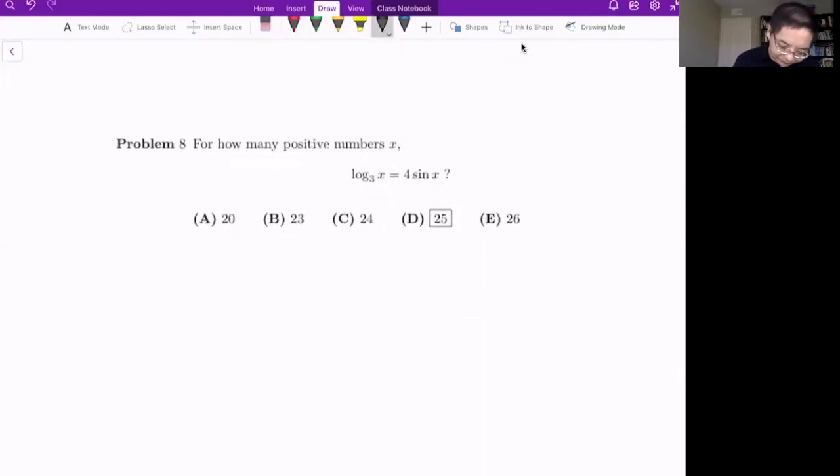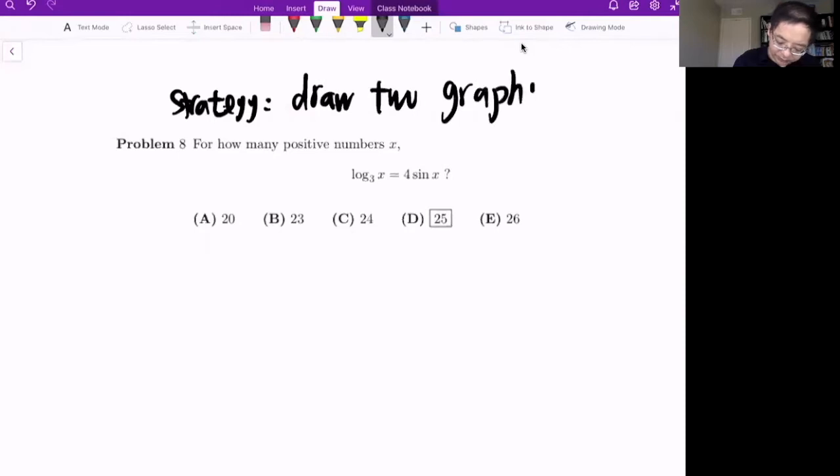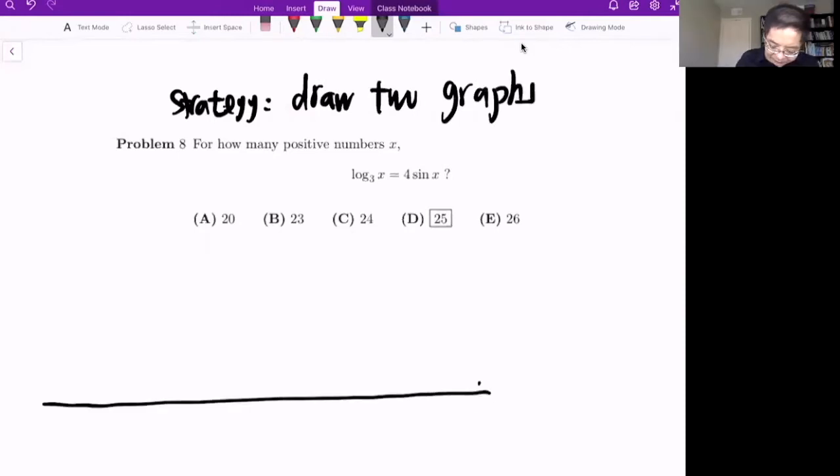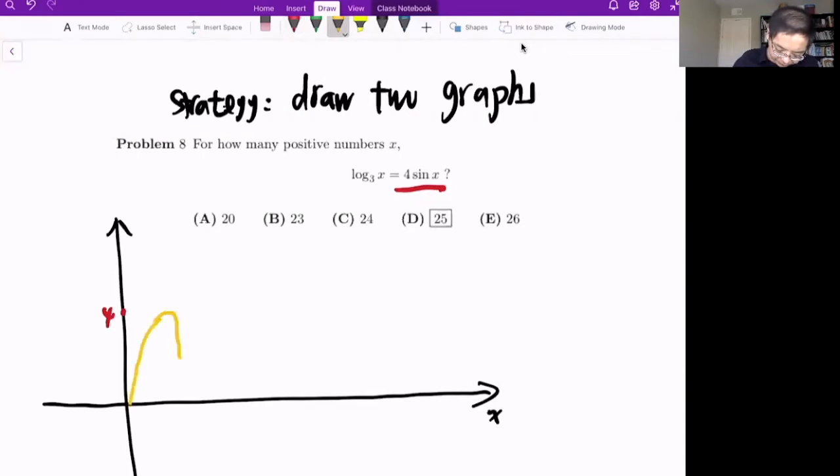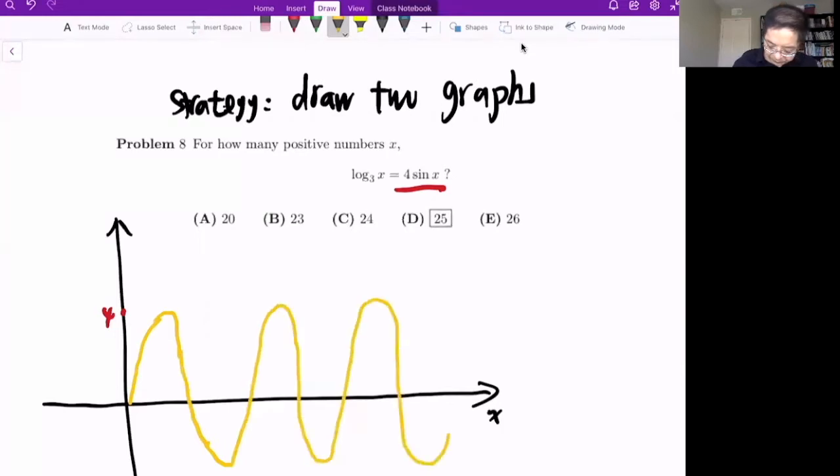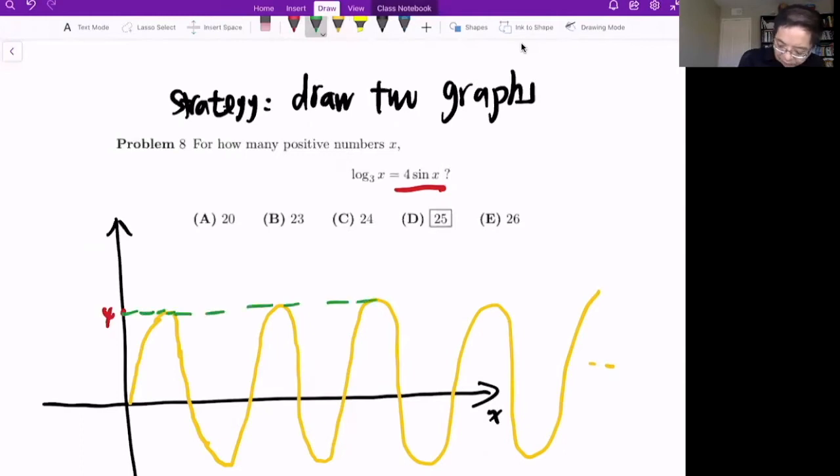So the strategy: draw two graphs. First, let's draw the graph of 4 sine x. The largest value is 4. So this is what we have. All right, the largest value is 4.